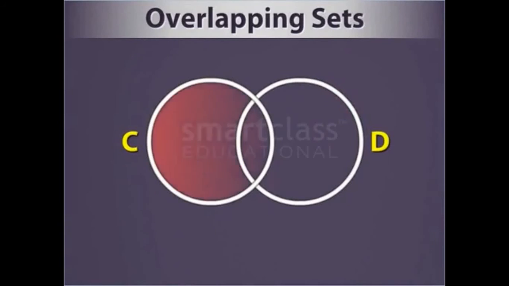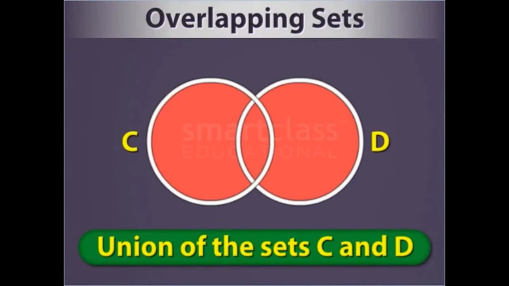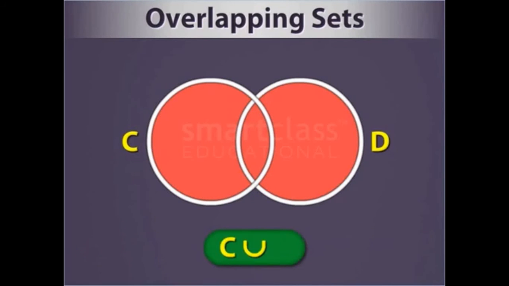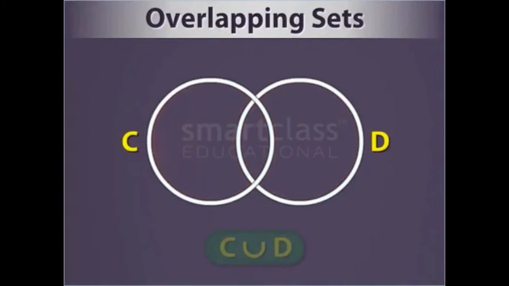Now the entire region inside the sets C and D shows the union of the sets C and D. Thus, the shaded region shows set C union D. In contrast, the region common to both the geometrical figures represents set C intersection D.